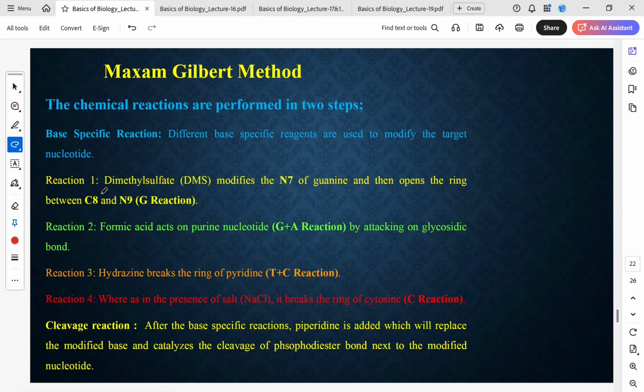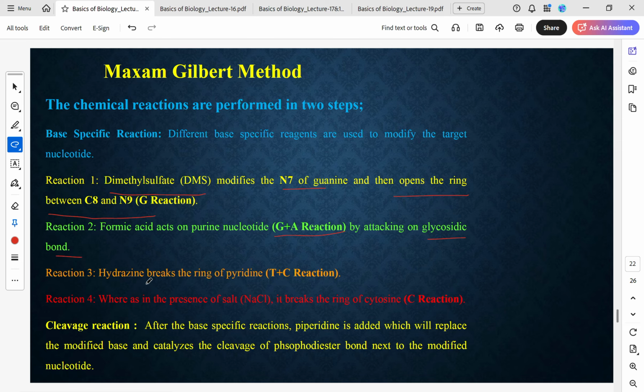The first reaction is addition of dimethyl sulfate, which modifies the 7th nitrogen of guanine and then opens the ring between the C8 carbon and the 9th nitrogen. This forms the G reaction. This will only happen if there is a guanine in the sequence. Then comes formic acid, which acts on purine nucleotides, so G plus A. This will form the G plus A reaction. It will act by attacking the glycosidic bond.